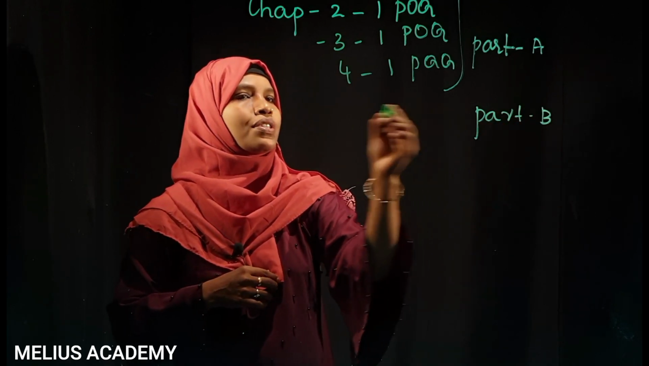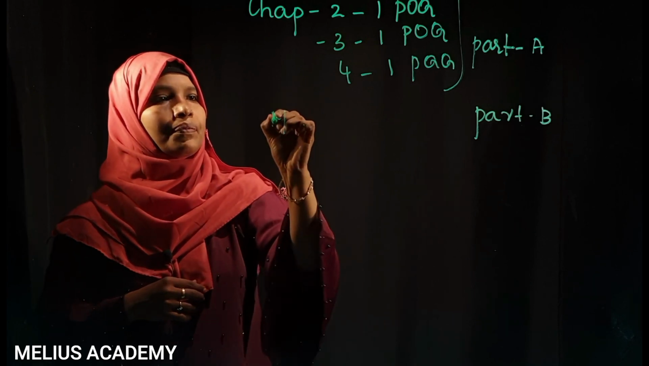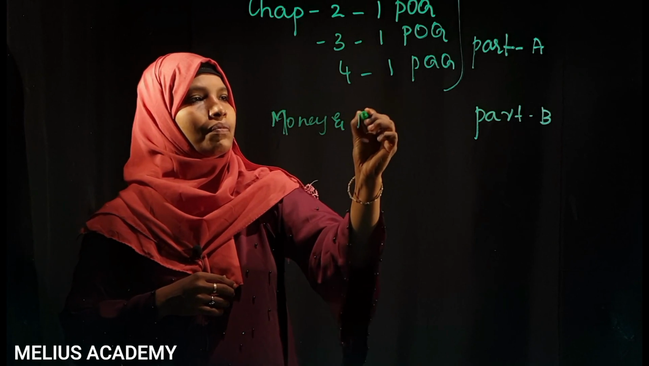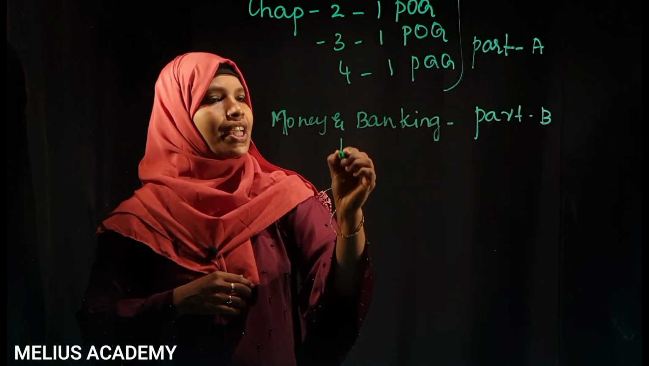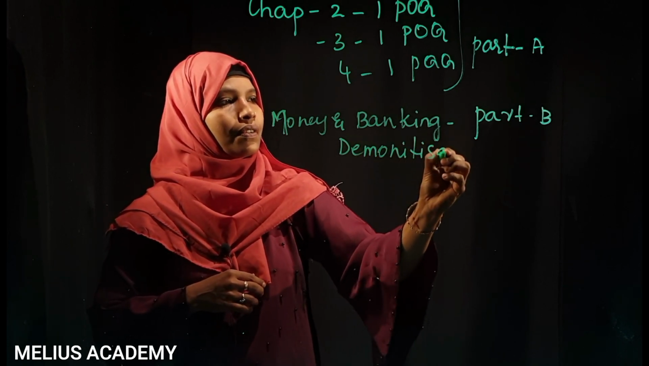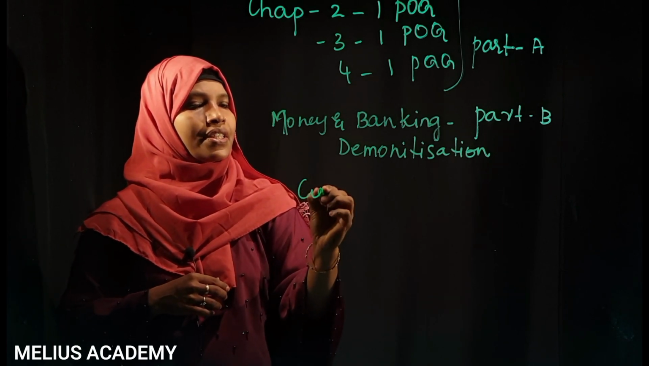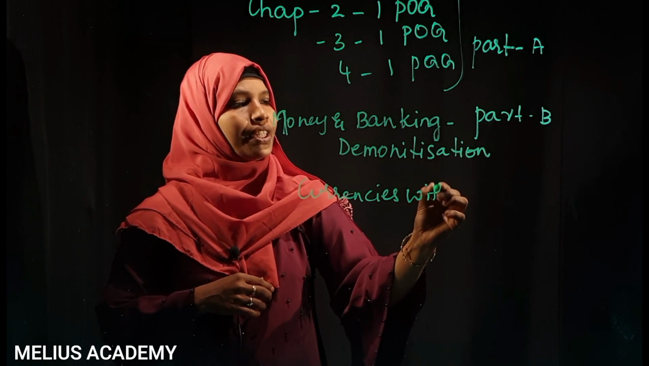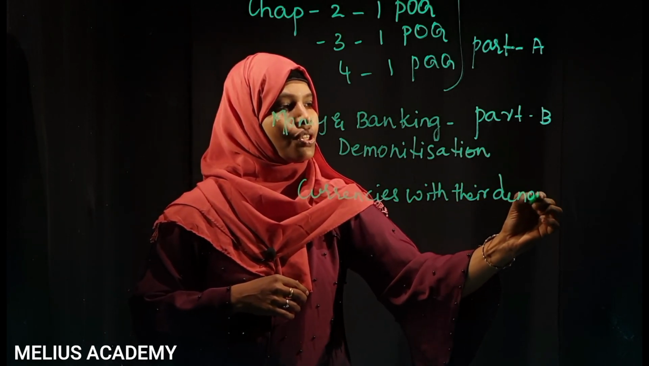we have 2 questions. One is from the Money and Banking chapter, where they ask a question about demonetization. I'll explain even that. One question will be asked based on currencies with their denominations.